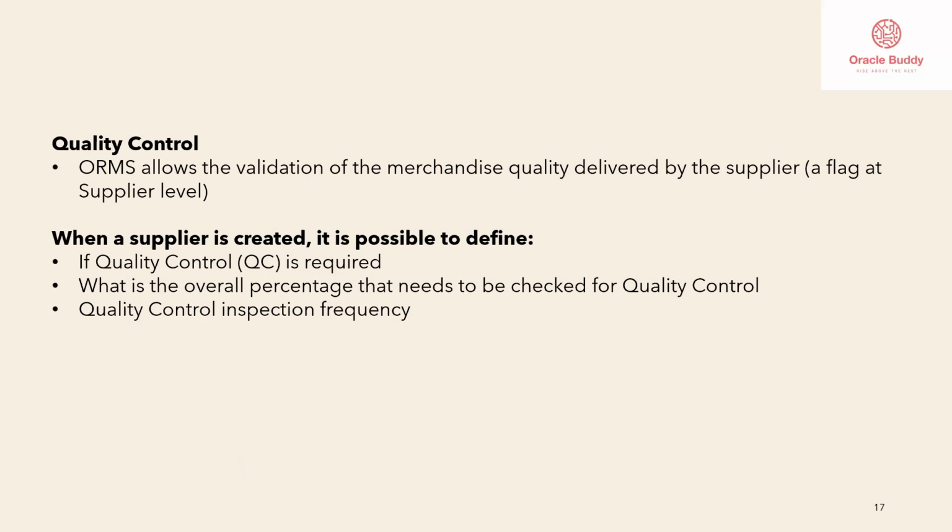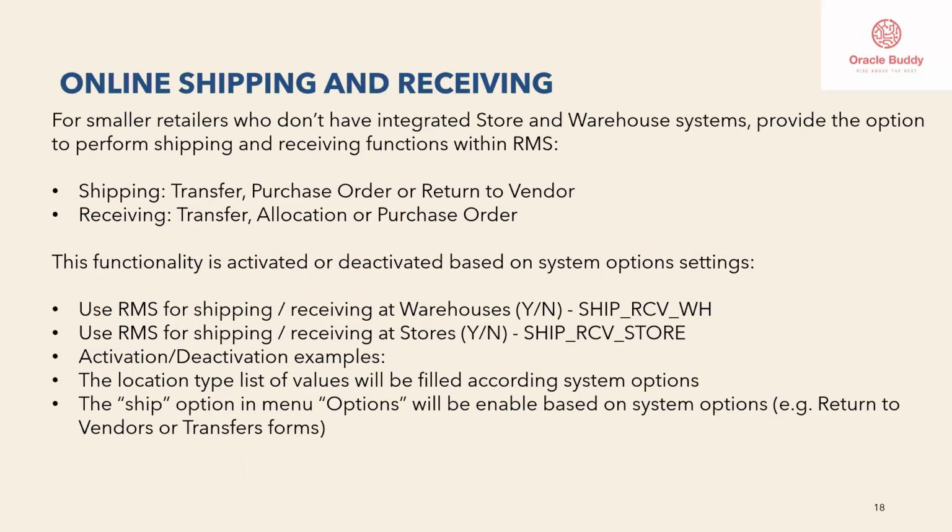Quality control. RMS allows the validation of merchandise quality delivered by the supplier, through a flag at supplier level. When a supplier is created, it is possible to define if quality control, QC, is required, and what the overall percentage is that needs to be checked, the quality control inspection frequency.